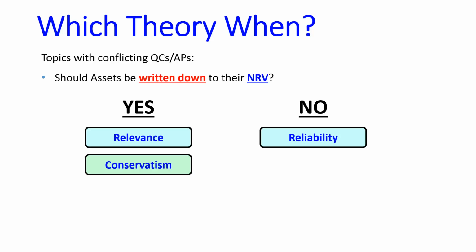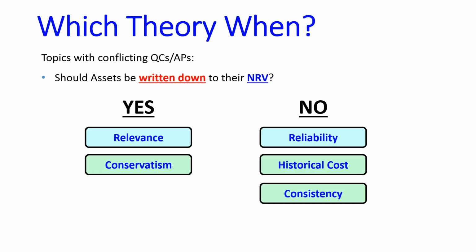It's not a figure that we've got any proof for, so we should keep it at the purchase price. So historical cost would also back that up. One's not more right than the other. It also depends on your personal opinion, but it just demonstrates how the theories can be in conflict.